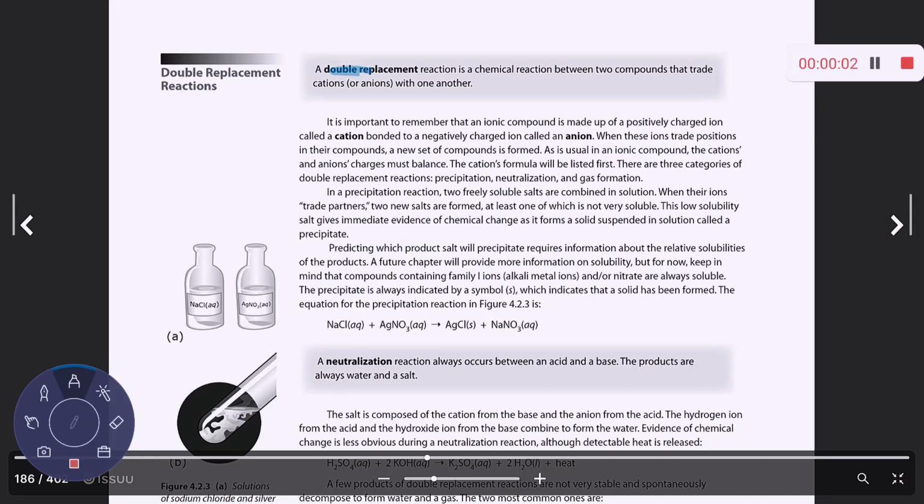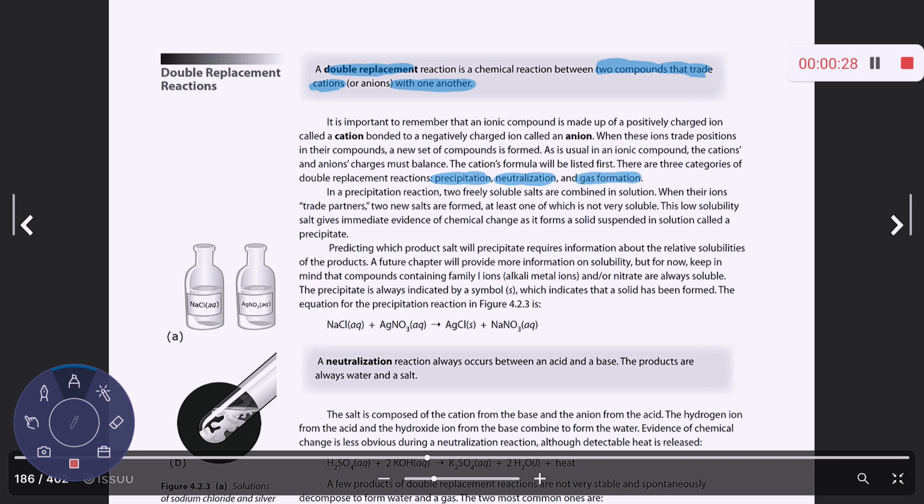All right, double replacement reactions are when you have two compounds reacting and they trade cations with each other. So remember, the cation goes first, the anion goes second. There are a few different types of double replacement reactions. There are precipitation, where you form a solid product or precipitate. Neutralization, that's where you combine an acid and a base. And the third type is where you form a gas.